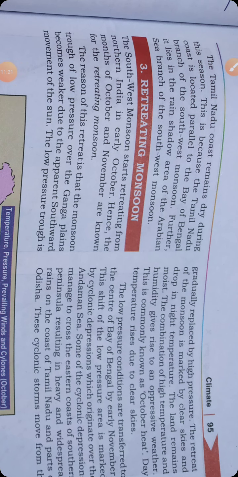Coming to page 95, I have told you about the Bay of Bengal branch, and then we talked about rainfall in different cities. Now, the Tamil Nadu coast remains dry during this season. Which season? The southwest monsoon season. Tamil Nadu does not get any rainfall during this season. This is because the Tamil Nadu coast is located parallel to the Bay of Bengal branch of the southwest monsoon. Further, it lies in the rain-shadow area of the Arabian Sea branch of the southwest monsoon. That is an important reason why the Tamil Nadu coast remains dry during the southwest monsoon season. This is also one of the board questions that you can note down.